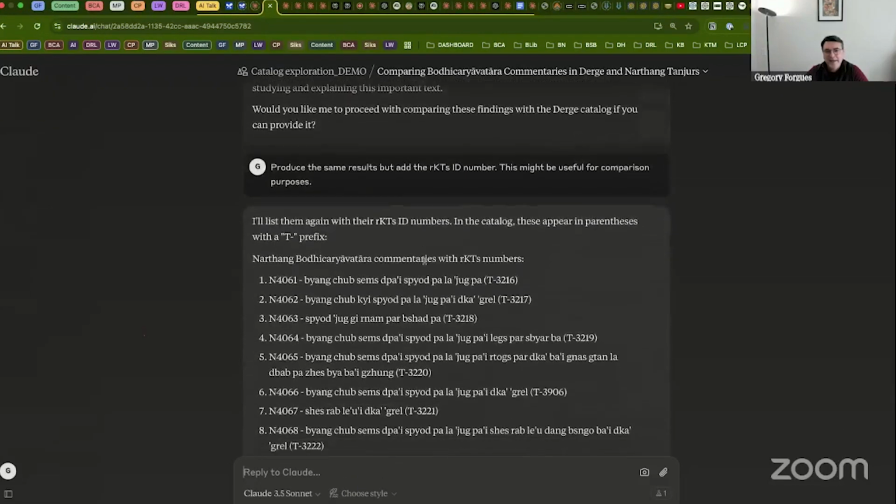And now I'm saying, okay, produce the same results, but add the RKTS ID number. And that's a very important thing, because if you're familiar with the Kangyur and Tengyur texts, particularly on the University of Vienna database, they have two numbers. They have one number, which is their number in the witness here. It's Narthang in the collection.